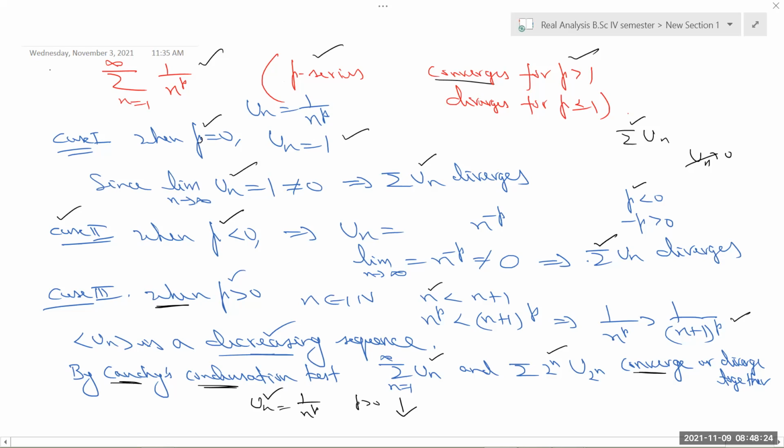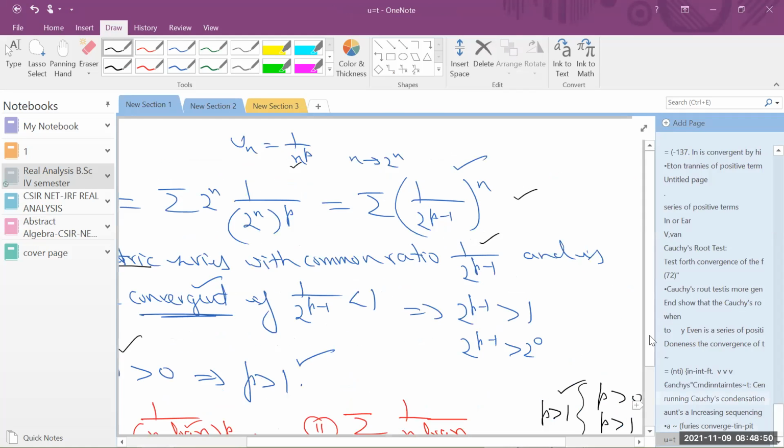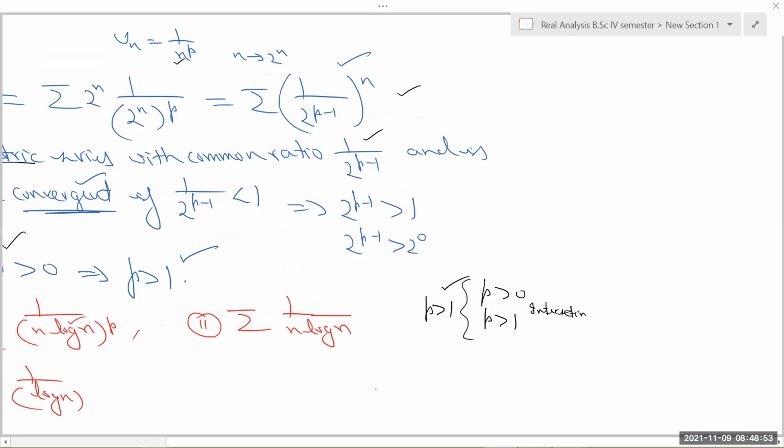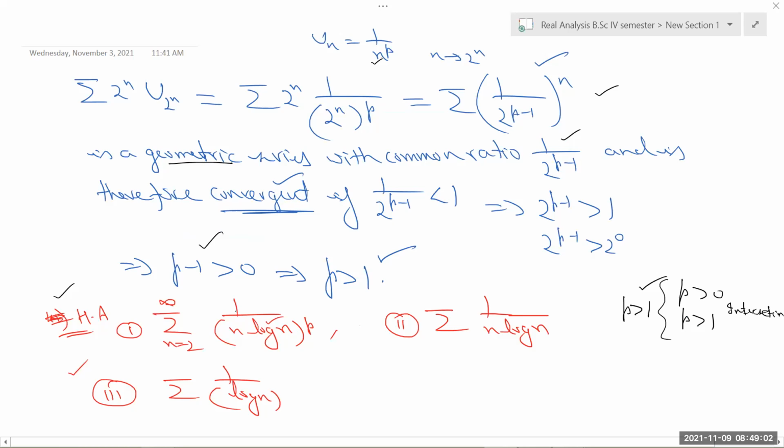One can observe here that by Cauchy's condensation test, the proof of the P series is very easy. There are other ways to prove it, but due to time restriction, I'm not going to discuss it here. Now let us go to one more question. Similarly, from the book which is mentioned in your syllabus, one can practice more questions. So as a home assignment, you can consider this question. Try this. All these are based on Cauchy's condensation test.